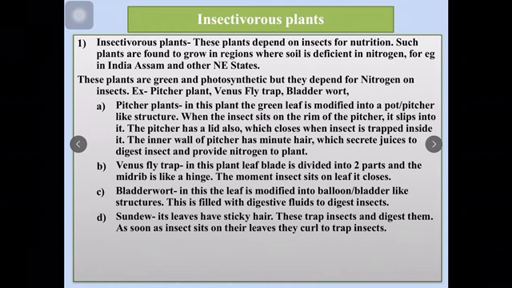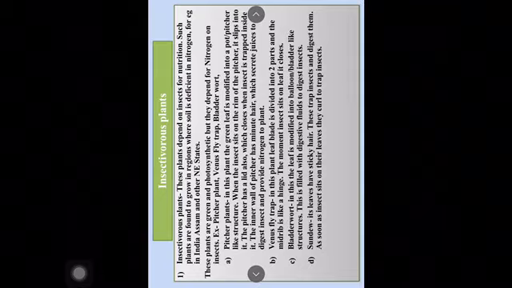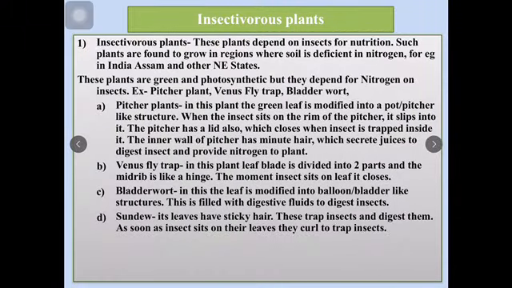It goes and sits into this pitcher and falls inside the pitcher, and this pitcher is what? Filled with liquid. So it falls inside the pitcher, the lid closes, and the insect gets digested by the plant to get nutrition. So in this plant, green leaf is modified into a pot or pitcher like structure. When insect sits on the rim of the pitcher, it slips into it. The pitcher has a lid also, which closes when insect is trapped inside it. The inner wall of pitcher has minute hair which secrete juices to digest insect and provide nitrogen to the plant.